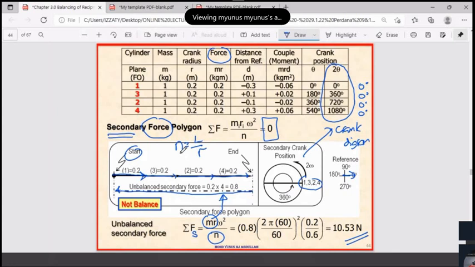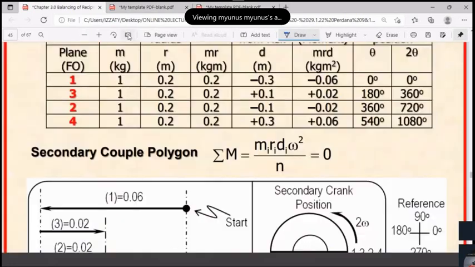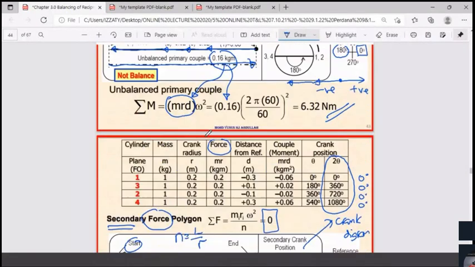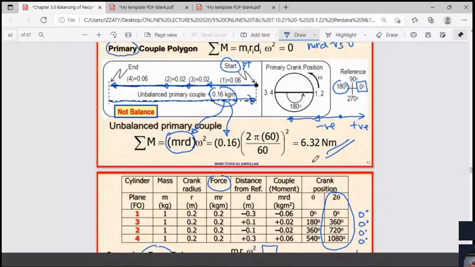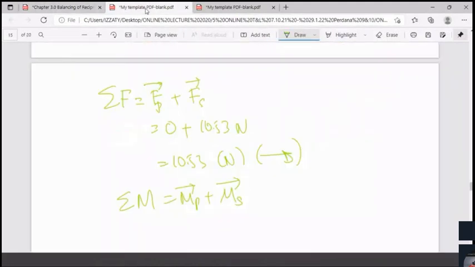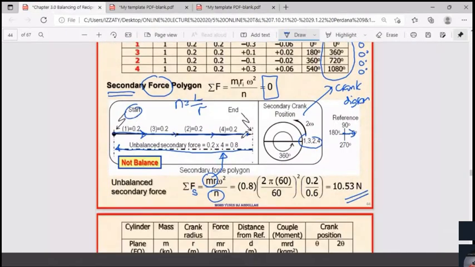So now we move to the secondary couple. This one is 6.32, the primary couple. Put it as primary couple now, 6.32 plus another one. The last polygon. Okay, look at here.